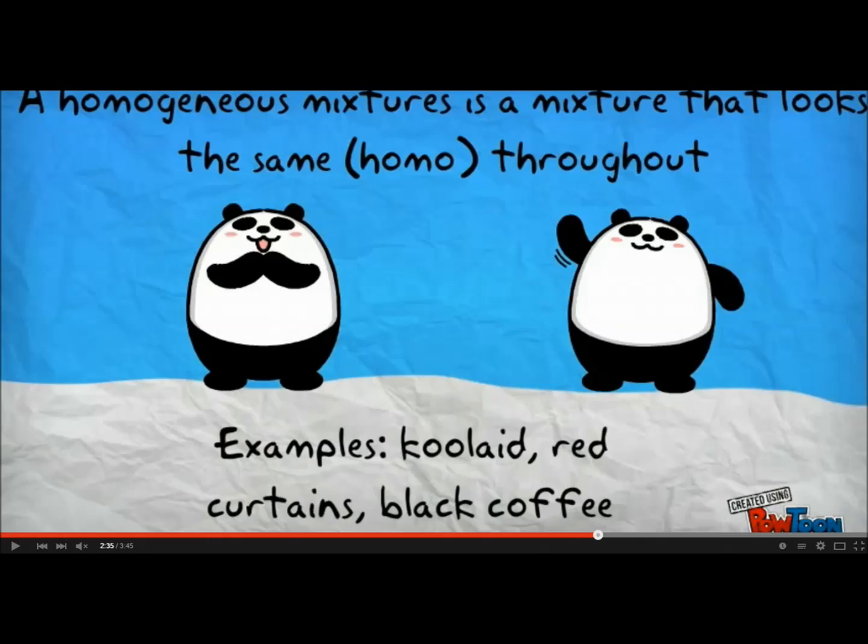So examples of homogeneous mixtures. Kool-Aid. When you make Kool-Aid, it looks the same throughout after you're done mixing. The red curtains in our classroom. If you look at any spot on the curtain, it looks the same throughout. If you make black coffee, but if you don't put anything in it, that would be a homogeneous mixture.